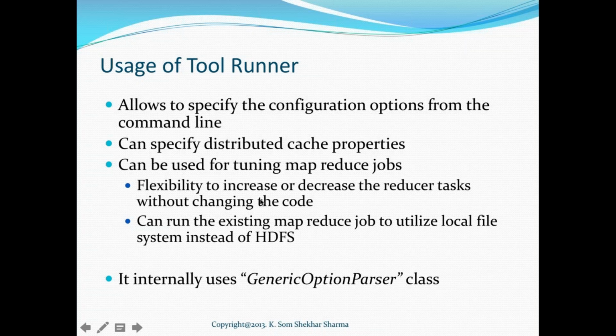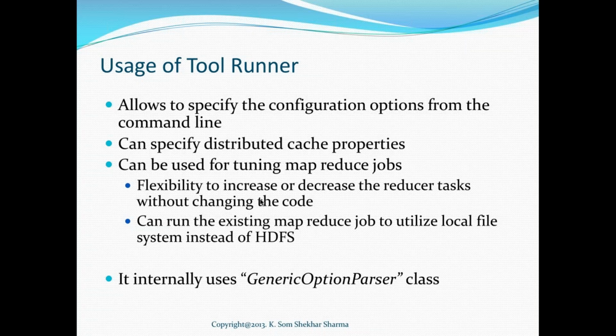It can be used for tuning MapReduce jobs. Tool runner is a flexibility actually. It gives us the flexibility to provide the configurations at runtime. For example, I would like to see how my MapReduce job performs when it has 10 reducer tasks, how much time it takes to complete when I have 6 reducer tasks, 2 reducer tasks, or 5 reducer tasks. You want to find the optimal number of reducer tasks for your job. In that case, you don't want to change your code every time, right?